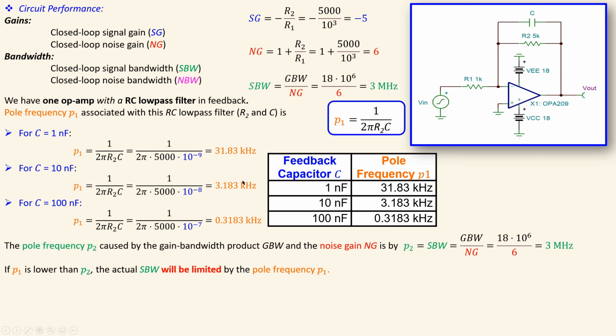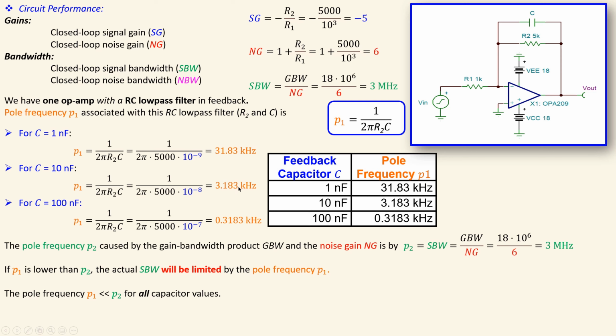So if you look at these cases, the pole frequency P1 is always much smaller than P2 for all capacitor values. For example, the smallest capacitor value will of course produce the largest pole frequency. It is, let's say, 32 kilohertz, rounding this off. It is still much smaller than the 3 megahertz. So it is 3000 kilohertz, and this is approximately 32 kilohertz, so it is approximately 100 times smaller than that one. It is at least 1 decade for sure.